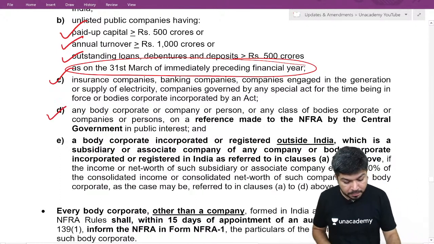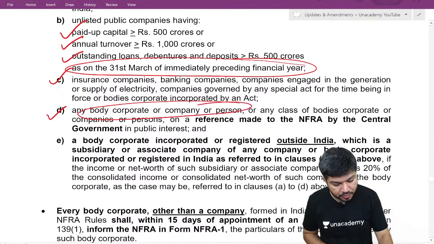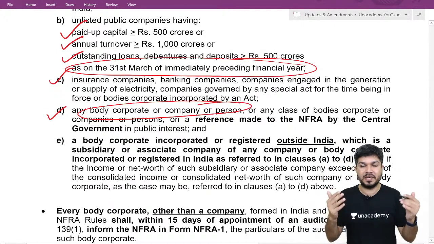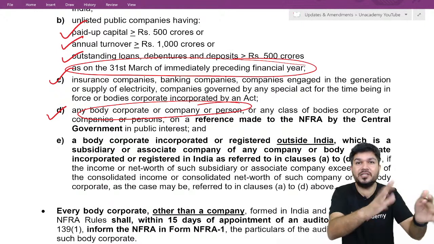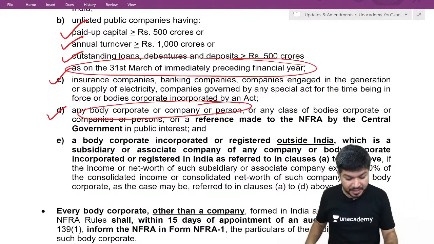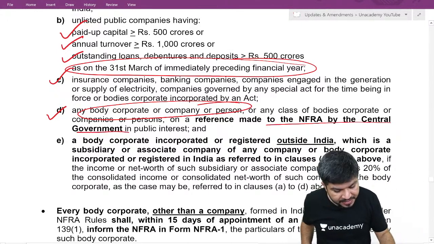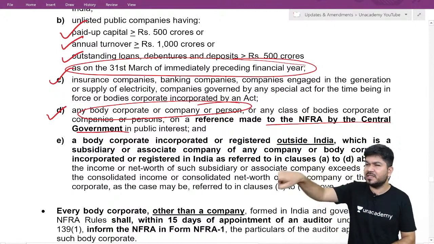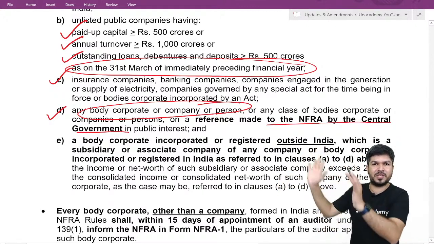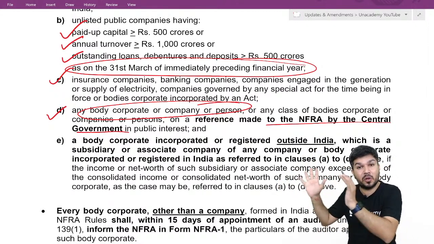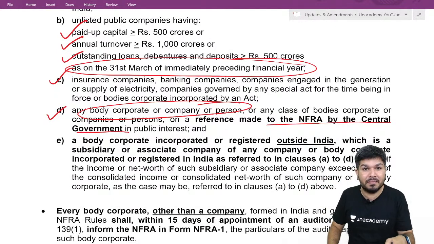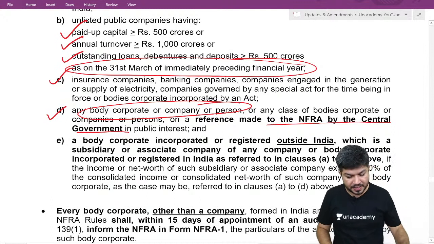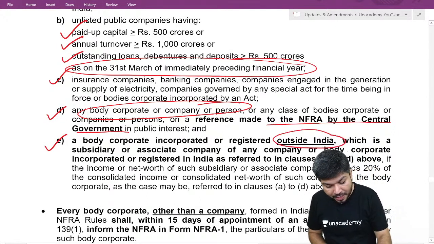Any body corporate, company, person, individual, or even a partnership firm, unko bhi NAFRA is applicable if a reference is made by CG. So if CG says to this partnership firm, you check it, then that partnership firm is also covered under NAFRA. This is if a reference is made by CG. And last, a body corporate incorporated outside India.